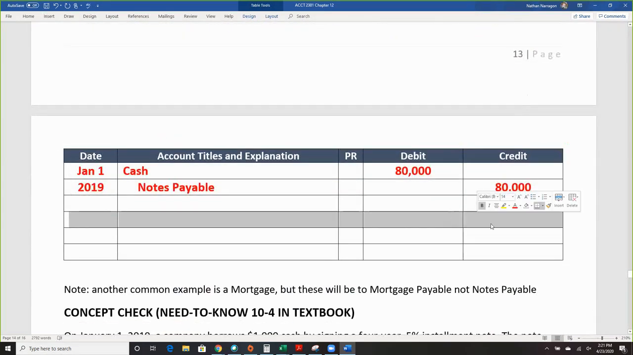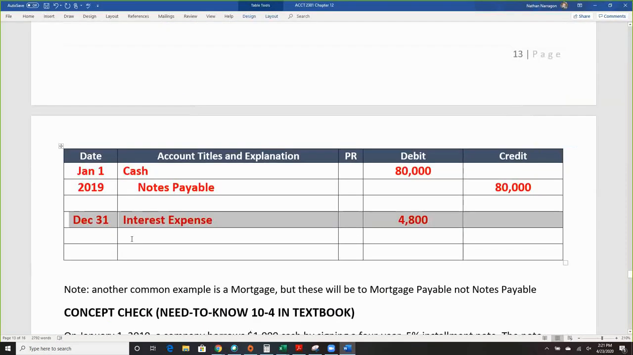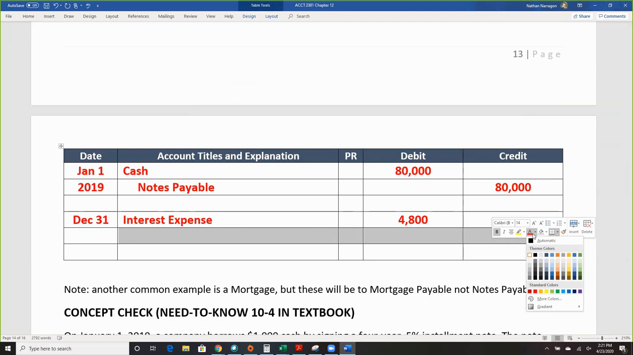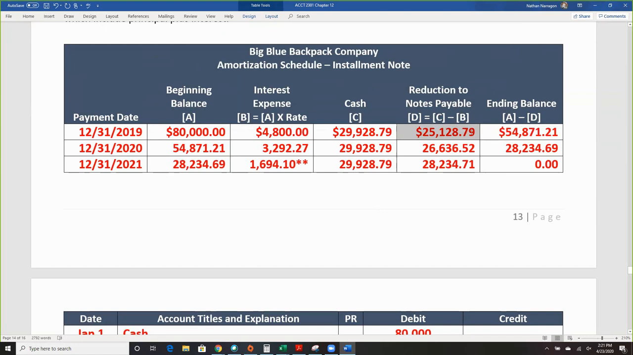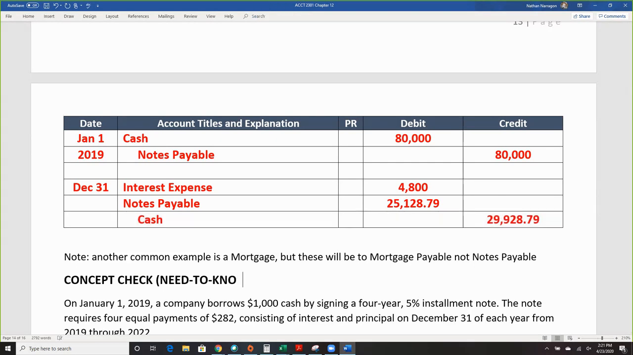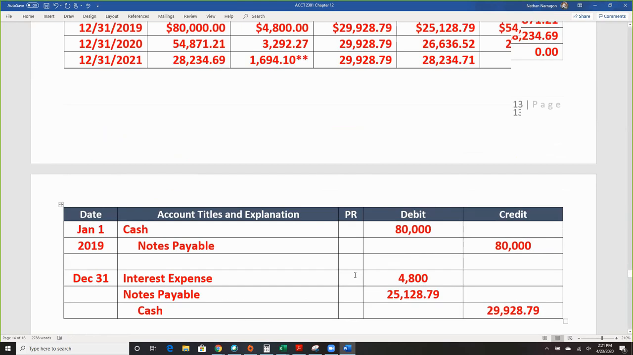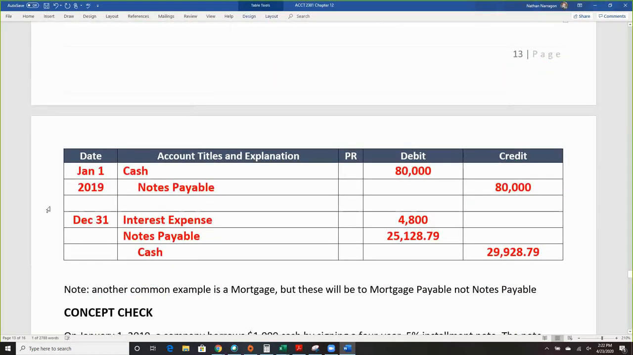Next, we have our interest. This is the first payment. We already know right there. We know the note payable is being reduced, again, according to the amortization schedule. And then finally, we're going credit for the cash payment. Which, again, right here. Okay. And if you want to, always with the payment, just to double check to make sure you're grabbing cash or credit.